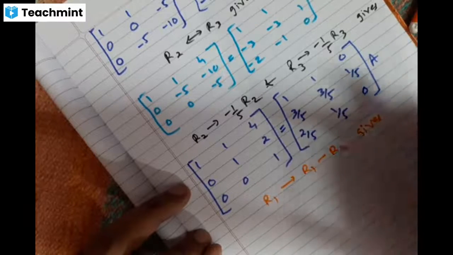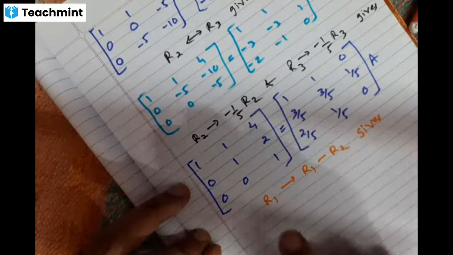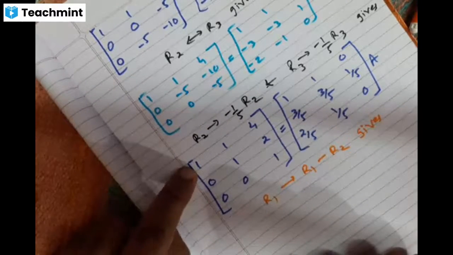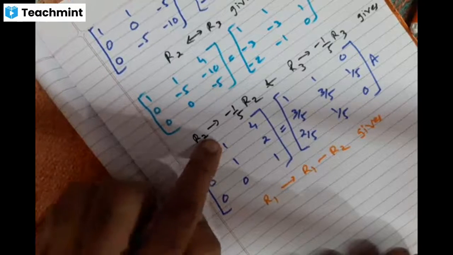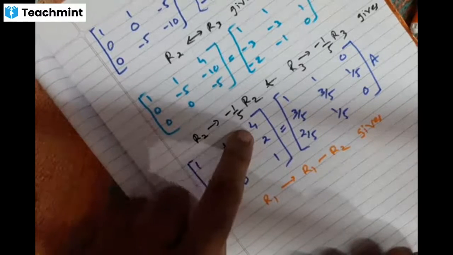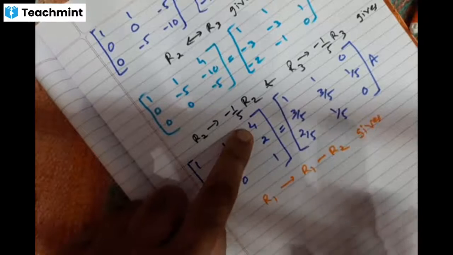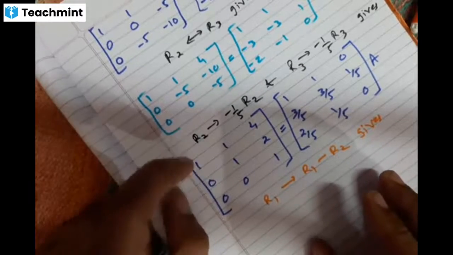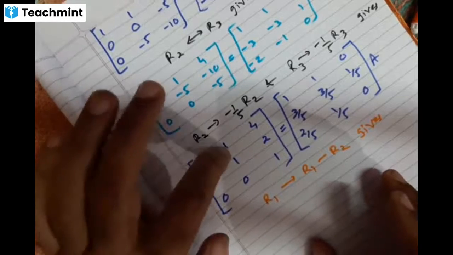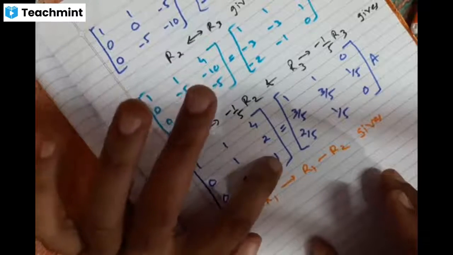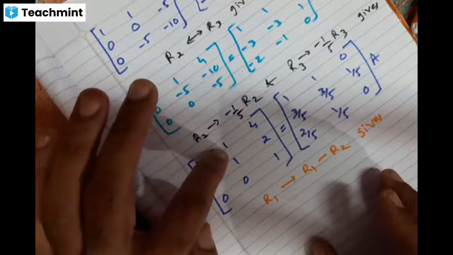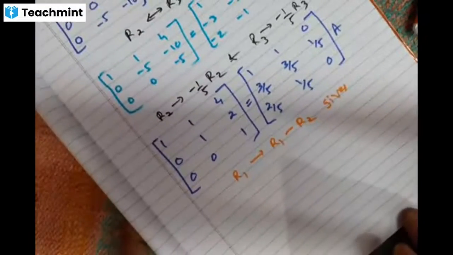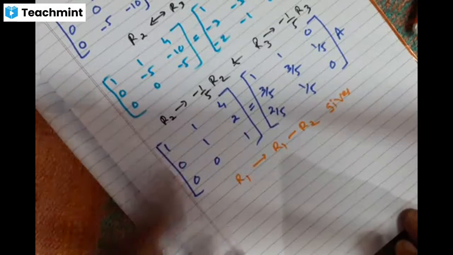R1 goes to R1 minus R2. First row subtract with the second row. 1 minus 0 is 1, 1 minus 1 is 0, so यहाँ पे 0 आ गया. 4 minus 2 is 2, no problem, that we'll see in the next step. But here I got 0, no, because I want 1 0 0, 0 1 0, 0 0 1. So here I got 0, no.